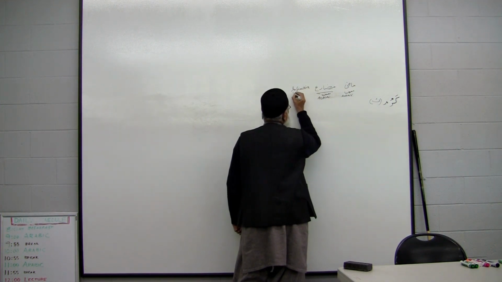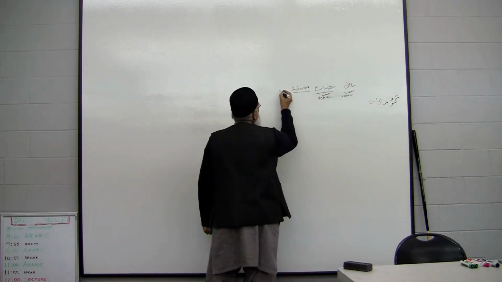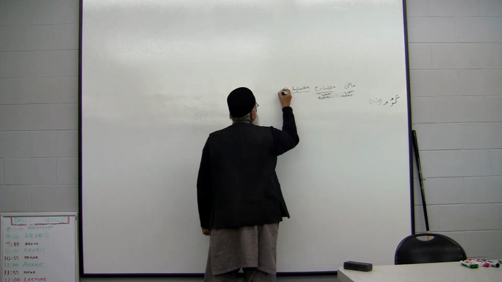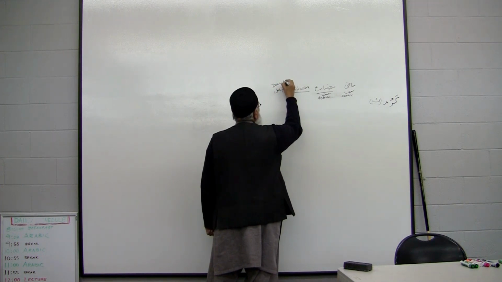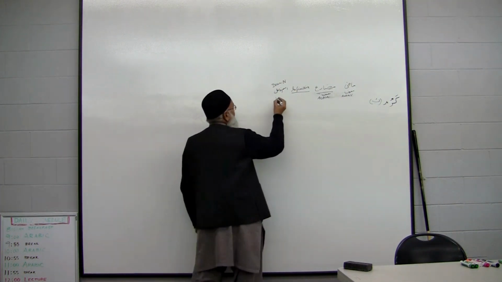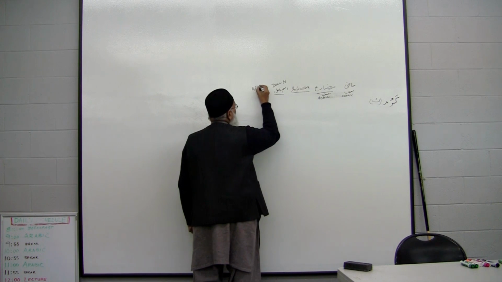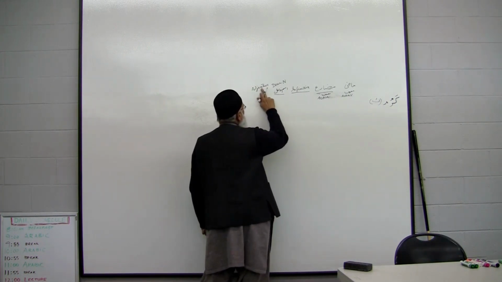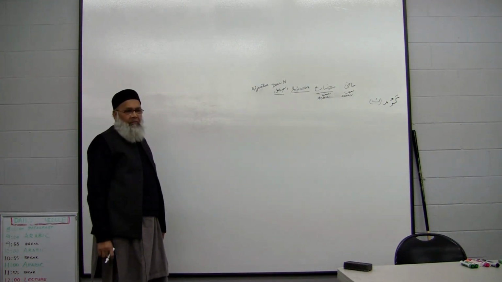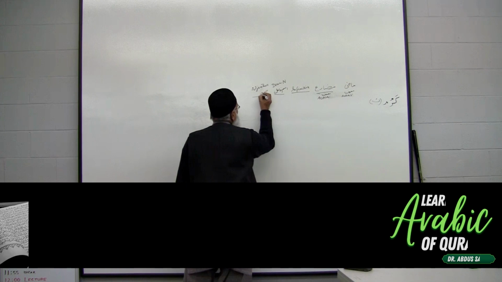This you will have to look into the dictionary. Then you will have ism fa'il, doer noun. Ism fa'il, doer noun. And then adjective. Adjective noun, or you can say adjective, but in Arabic you will call it sifat or sifa.